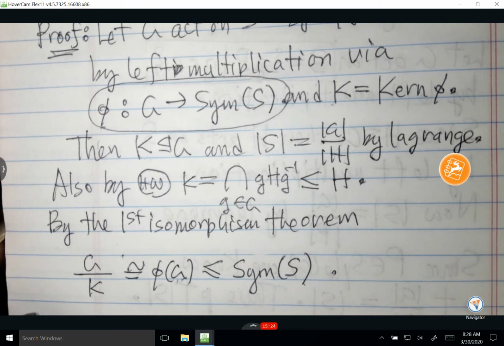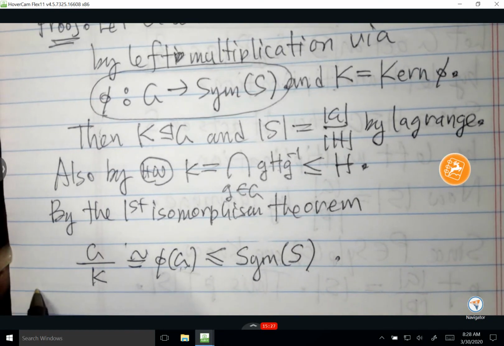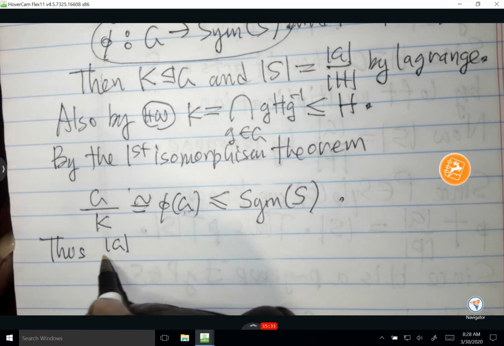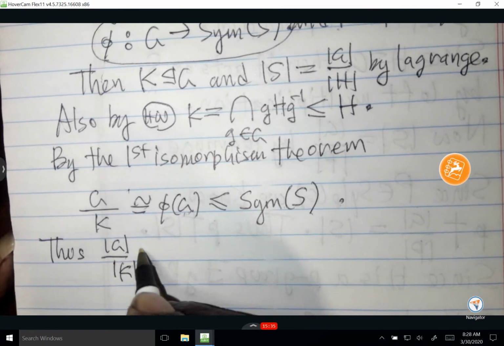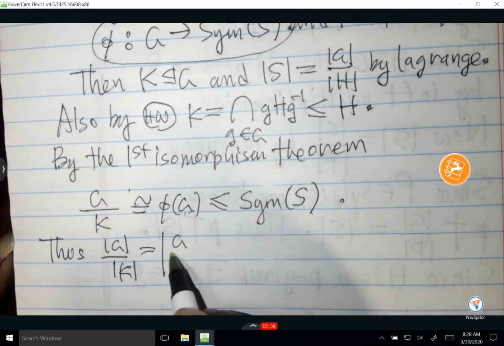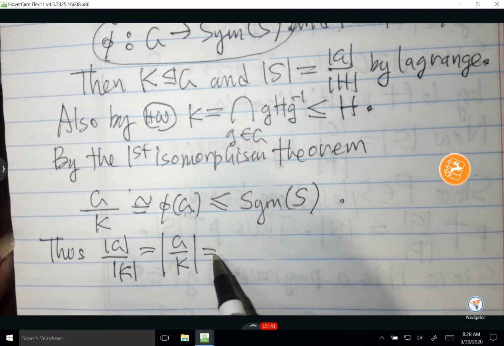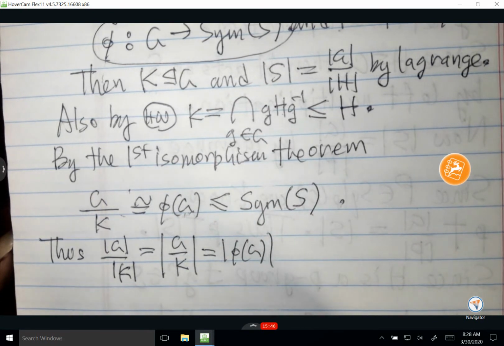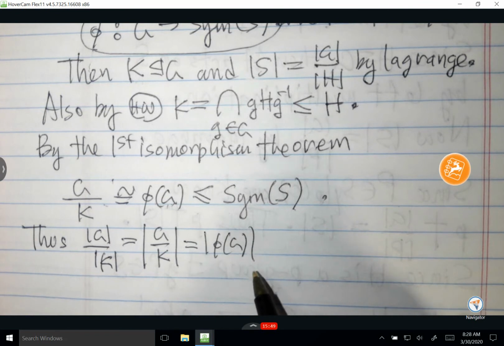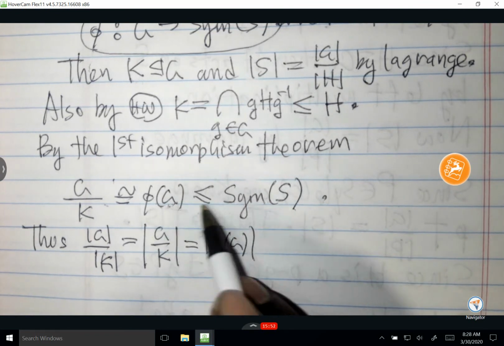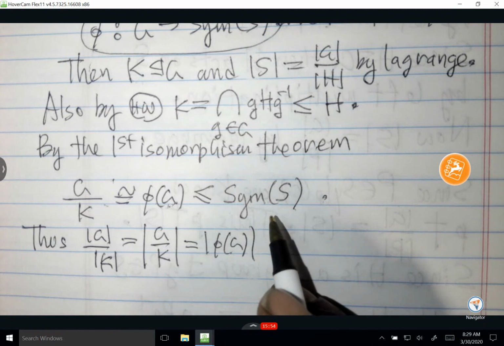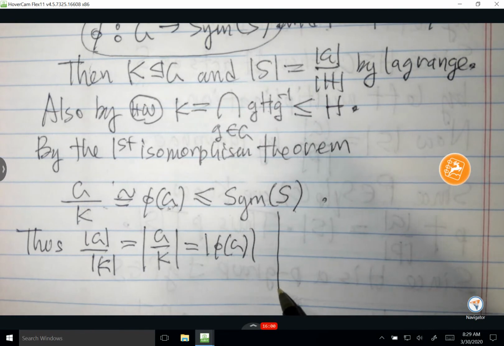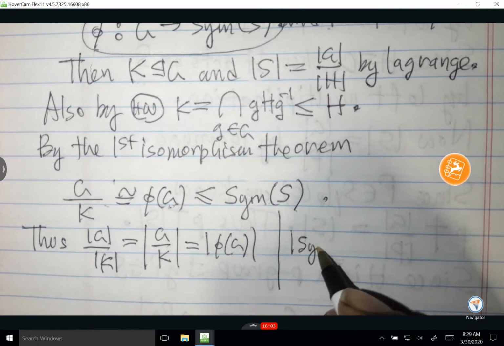Now I'm going to crash through with order bars. So you could say, thus, the order of G over the order of K, which equals the order of this quotient group, G mod K, would equal the order of this image, because they're isomorphic, so they have the same order. But this image is a subgroup of this group, and the order of a subgroup always divides the order of the group it's in. So that would divide the order of Sym S.